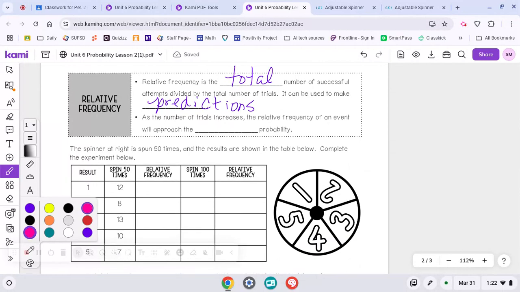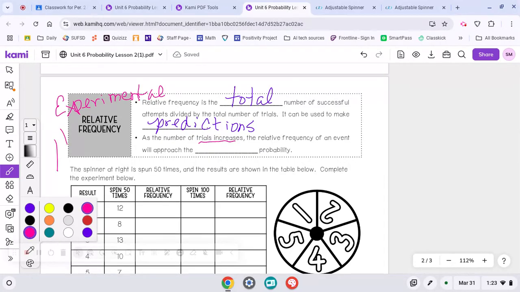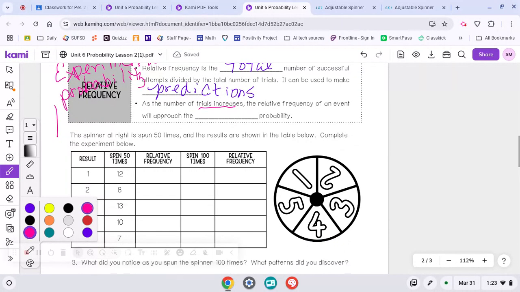As your number of trials increases, your relative frequency of an event, also known as your experimental probability, and your theoretical probability will become closer and closer together. Your experimental will approach your theoretical.